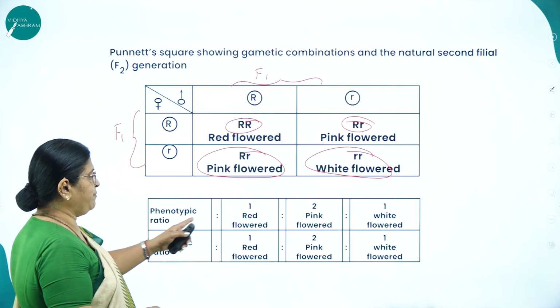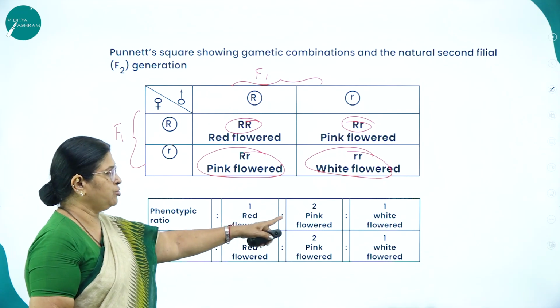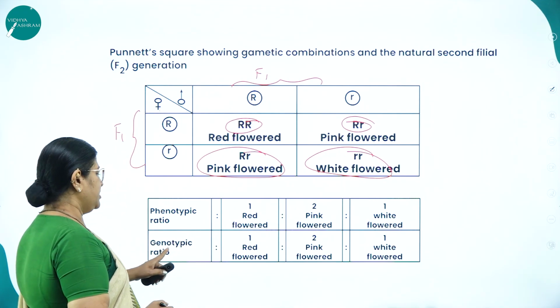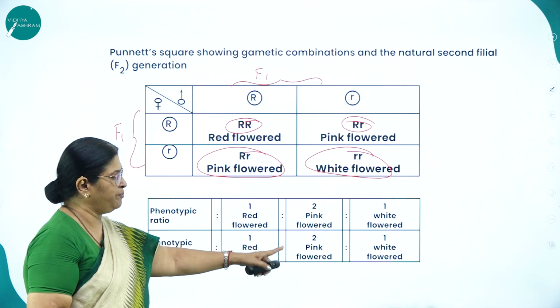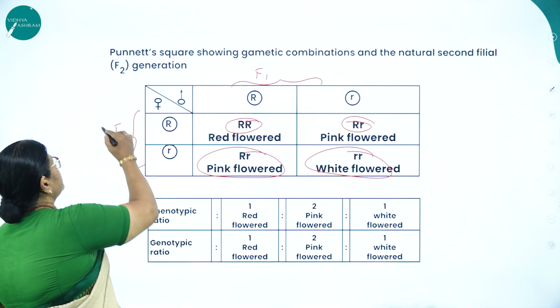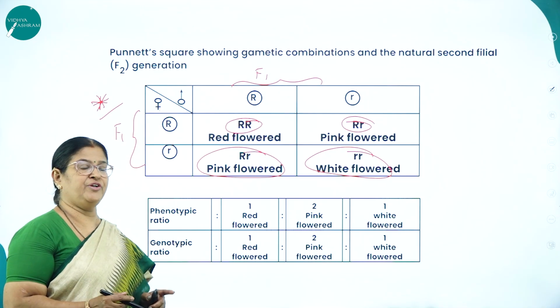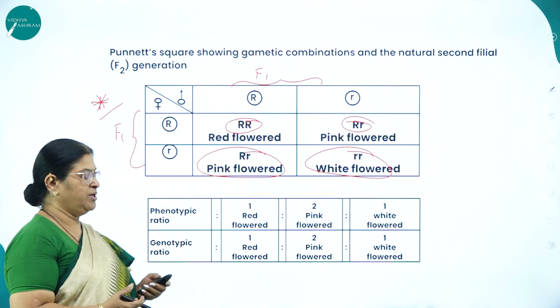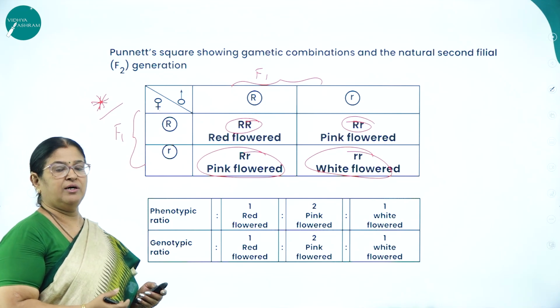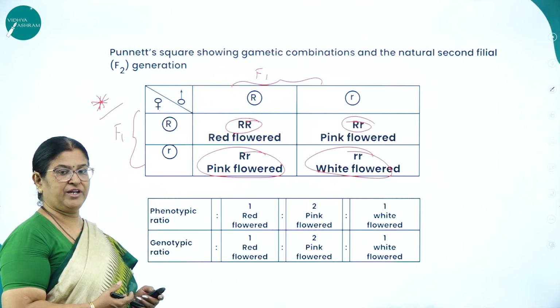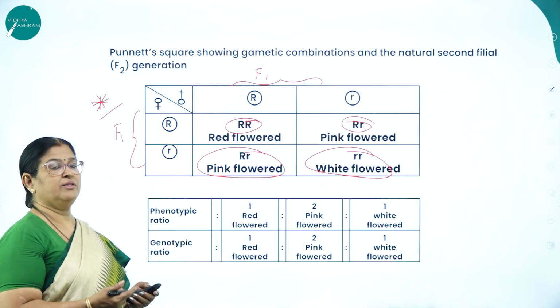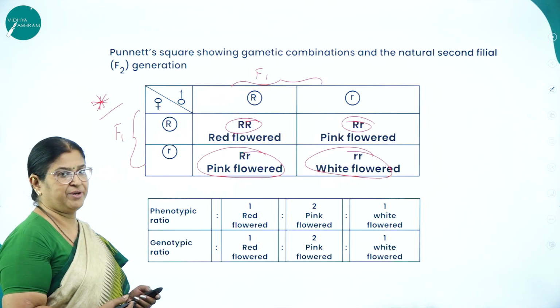So here the phenotypic ratio is what? 1 red flower, 2 pink flowers, 1 white flower. And the genotypic ratio is 1 red flower, 2 pink flowers and 1 white flower. This is a very important concept from the examination point of view, which usually appears in the question paper. So you need to study this schematic representation of incomplete dominance, as well as the monohybrid cross and the dihybrid cross.